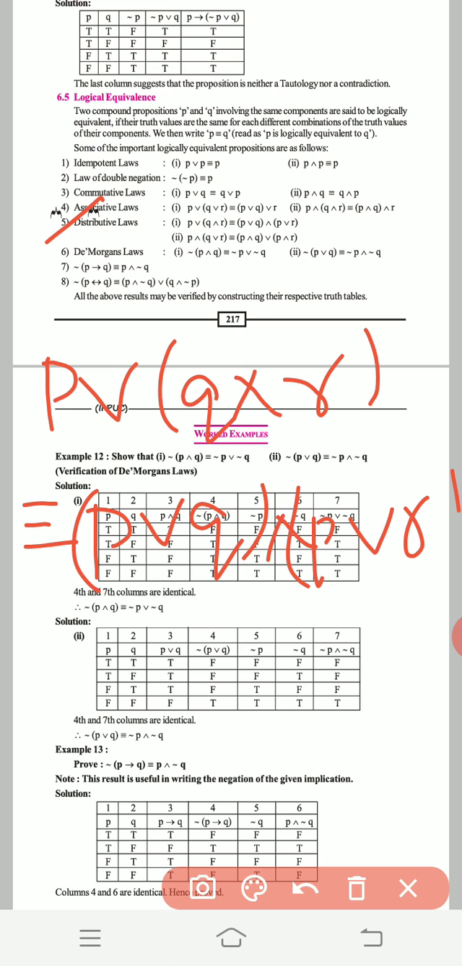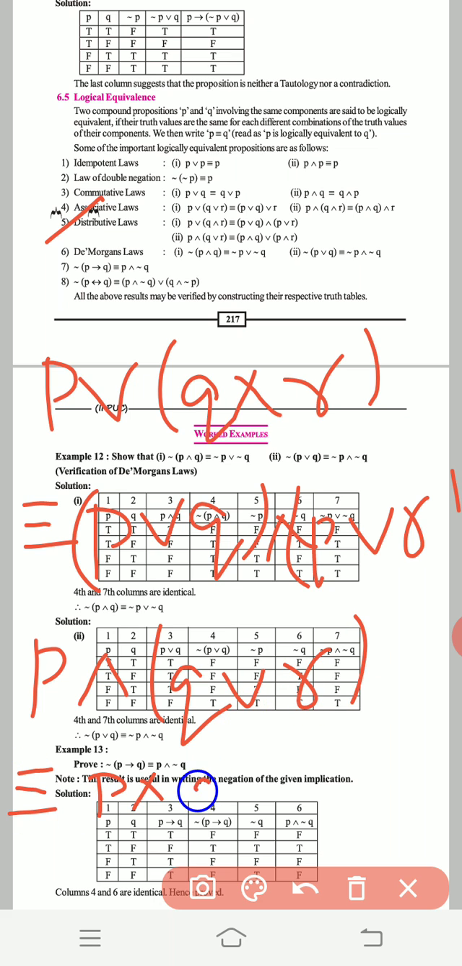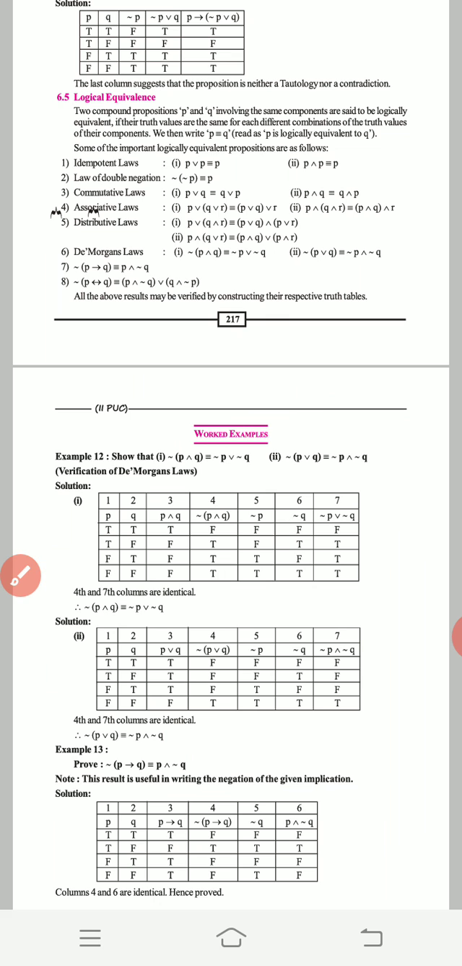See, this is the distributive law. Similarly, P and (Q or R) is logically equivalent to (P and Q) or (P and R). These two are the distributive laws. Okay. Next one, De Morgan's law.